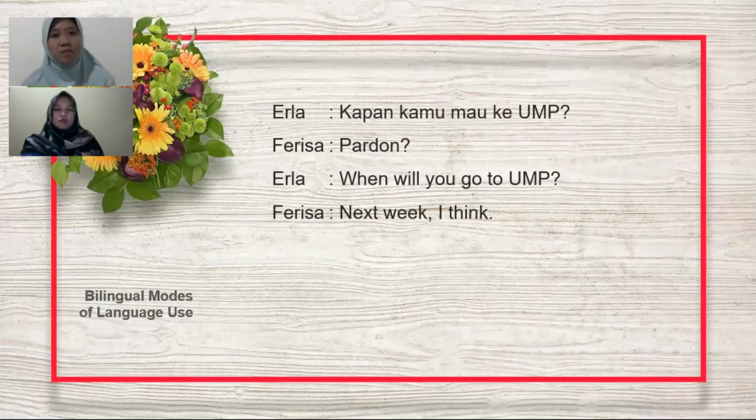Erla says, "Kapan kamu mau ke UMP?" And then Ferisa answers, "Pardon?" Because probably Ferisa doesn't really understand the words in Bahasa, Erla changed her utterance into English. So she says, "When will you go to UMP?" And Ferisa answers, "Next week, I think." Simply, code mixing is a mixing of two or more languages while communicating.